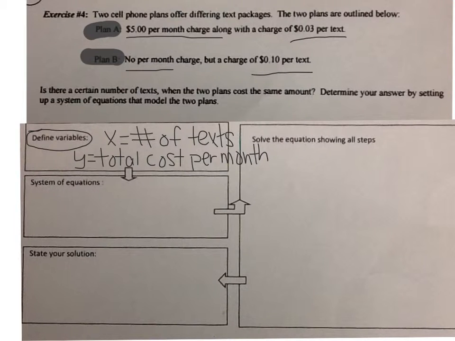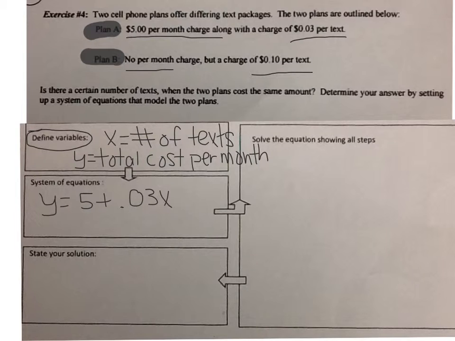Like I said, Plan A is going to be our first equation. The total cost of Plan A, so the total cost is y. Plan A is $5 per month no matter what. That's not a changing variable. You're paying $5 no matter what every month, plus the 3 cents per text. Don't forget, texts are our x value. So it's 3 cents every time you send a text.